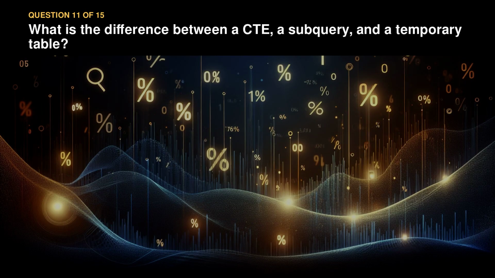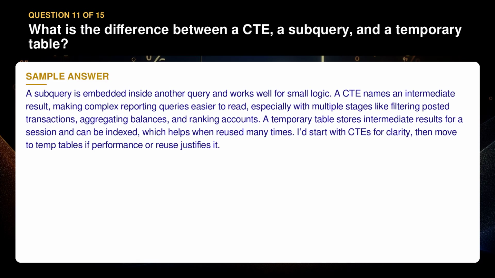What is the difference between a CTE, a subquery, and a temporary table? A subquery is embedded inside another query and works well for small logic. A CTE names an intermediate result, making complex reporting queries easier to read, especially with multiple stages like filtering posted transactions, aggregating balances, and ranking accounts. A temporary table stores intermediate results for a session and can be indexed, which helps when reused many times. I'd start with CTEs for clarity, then move to temp tables if performance or reuse justifies it.